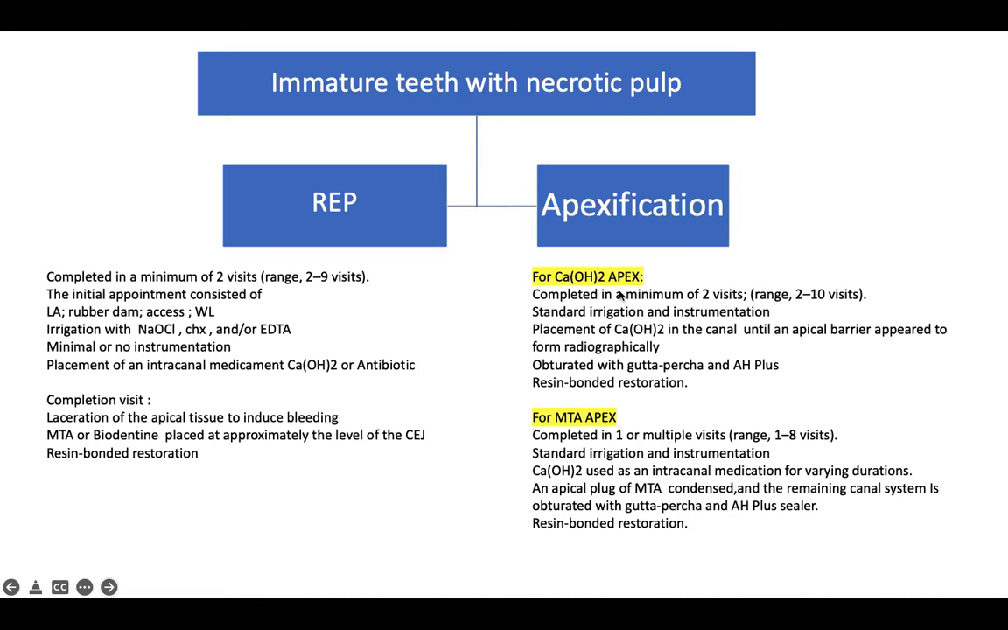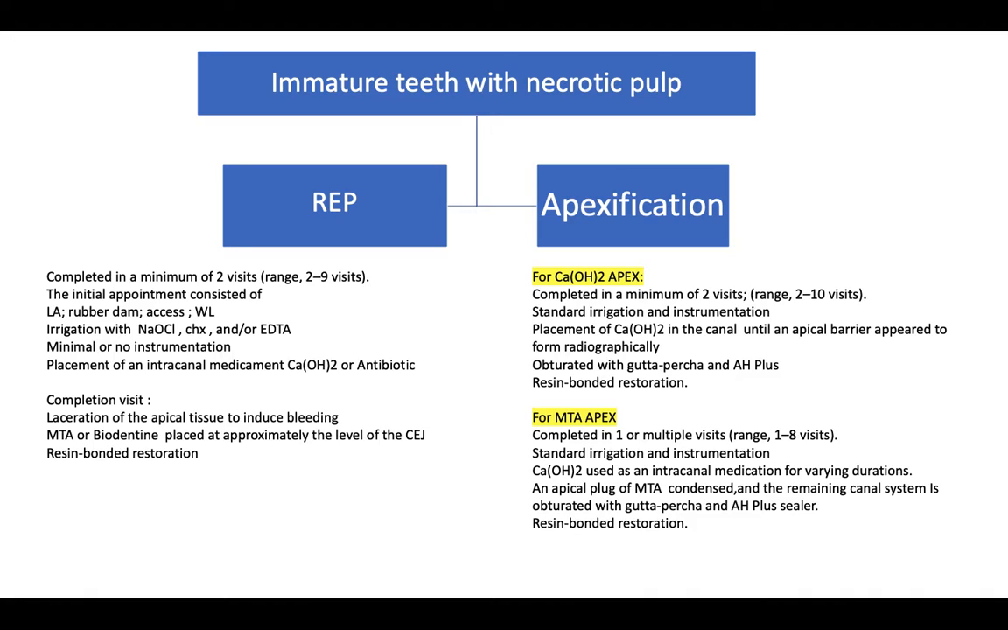And for calcium hydroxide apexification, it's a procedure completed in a minimum of 2 visits with a standard irrigation and instrumentation. The calcium hydroxide is placed in the canal until an apical barrier is observed radiographically, and then the case will be continued with obturation of gutta-percha and AH Plus sealer and composite. For MTA apexification, it's a procedure completed over a single or multiple visits with a standard irrigation and instrumentation. Calcium hydroxide is used as a medication to eradicate the infection, and then an apical plug of MTA is condensed apically, and the remaining canal space is obturated with gutta-percha and AH Plus sealer, and then it should be sealed with composite.